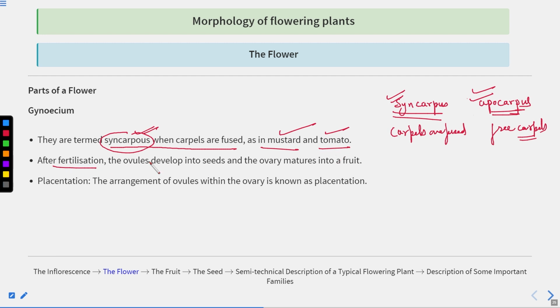After fertilization, the ovules develop into the seeds and the ovary matures into fruit, right? After fertilization, you can see the ovary changes into fruit and the ovules develop into the seeds. Now we talk about placentation. Very important point, placentation. The arrangement of ovules within the ovary is known as placentation. How the ovules are arranged within the ovary is known as placentation.